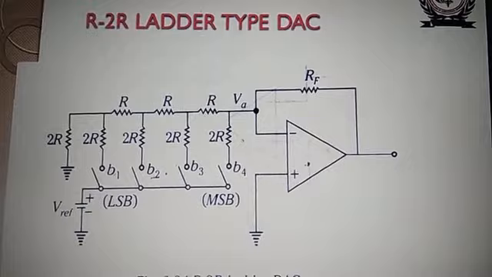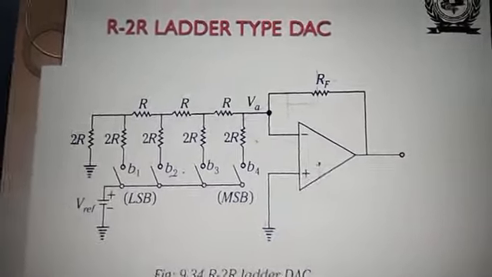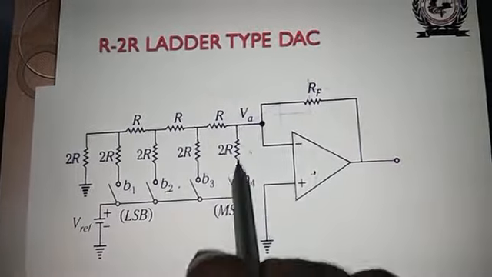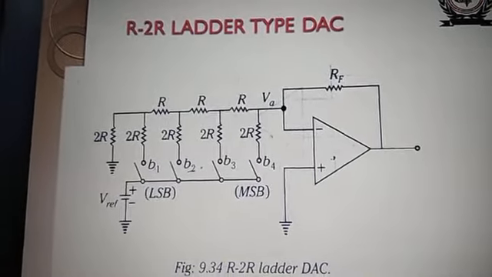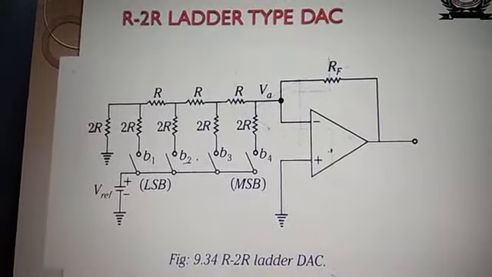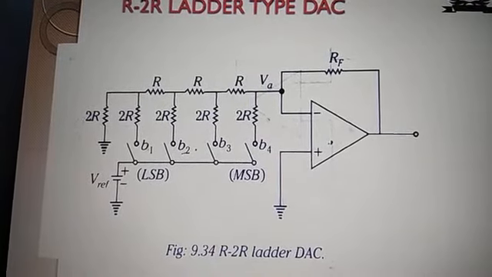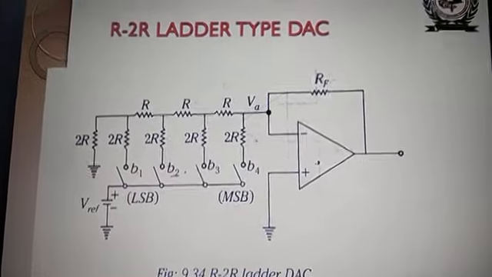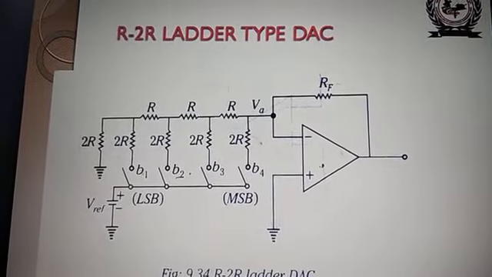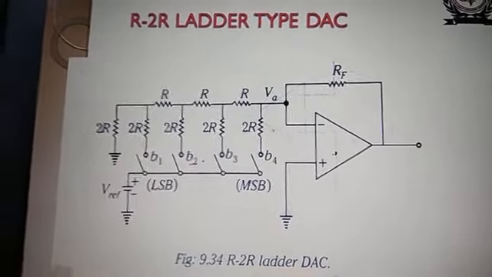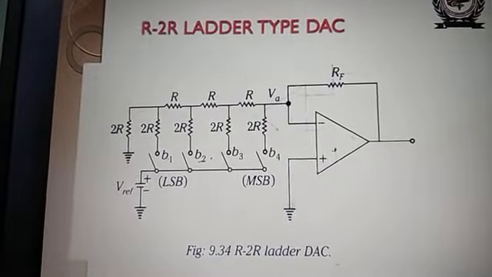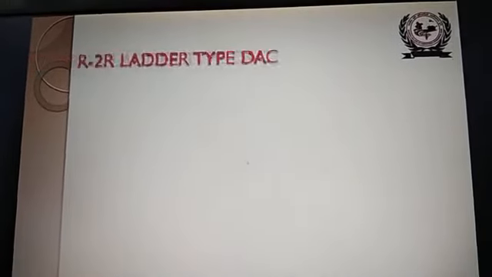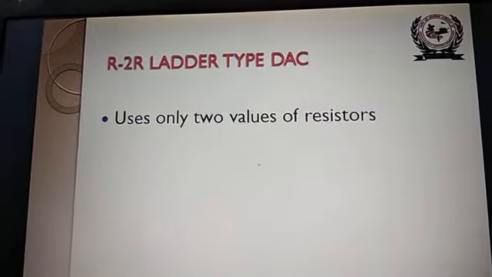You can see 3 R resistances are there, 1, 2, 3, and 1, 2, 3, 4, 5 2R resistances are there. So here the positions B1, B2, B3 and B4 are shown, where B1 is the LSB and B4 is the MSB. Now let us see the operation of this R to 2R ladder network.